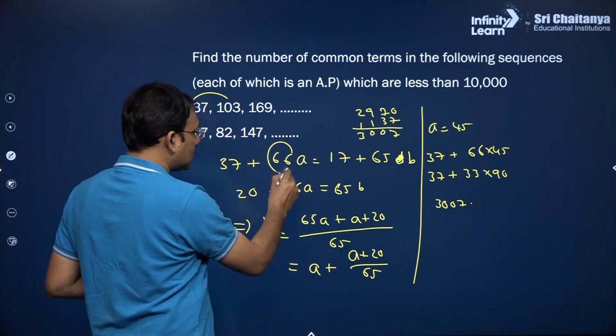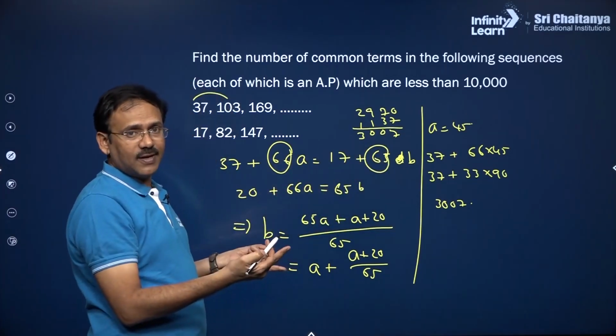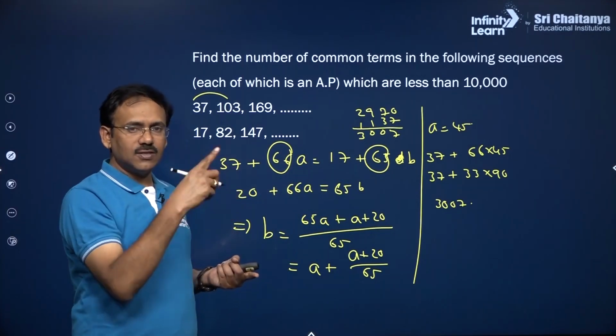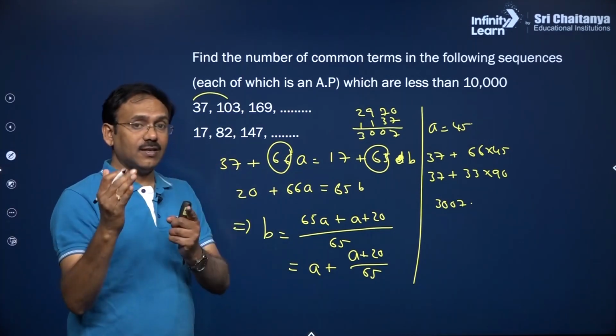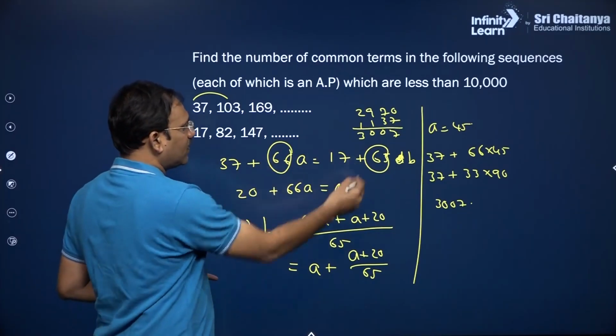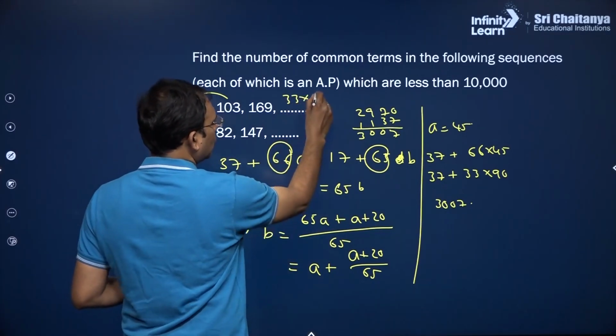Now after that, you see what is the next common term? Here the common differences are 66 and 65, and these are relatively prime, right? Suppose in one AP the common difference is 3 and in the other 4, they will coincide again at the LCM of 3 and 4, which is 12. After 12 they coincide again. Here 65 into 66 itself, I can say 33 into 130.